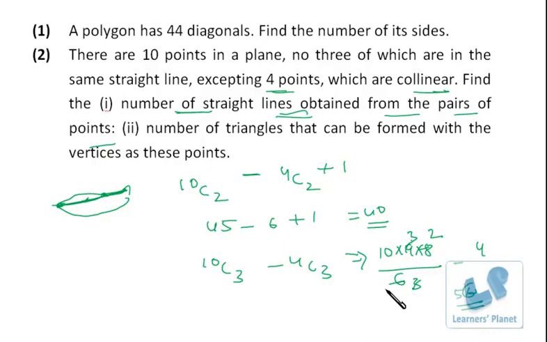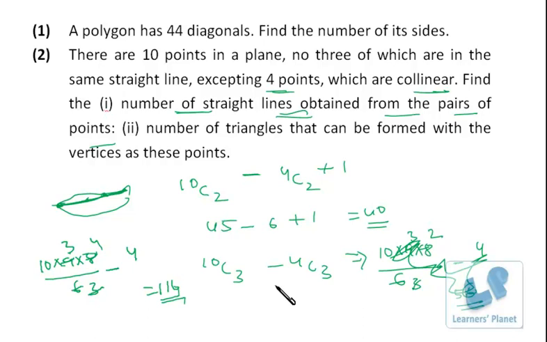I'm sorry, I did a wrong calculation over here. Let me do it once again. It's 10C3, that is 10 into 9 into 8 by 6, minus 4. So it's 3, it's 4, and this is 3. So 10 3s are 30, 30 4s are 120, 120 minus 4 is 116. I just made a calculation mistake over here, so I'm sorry for that. Finally, your answer is 116. Be careful while making calculations.